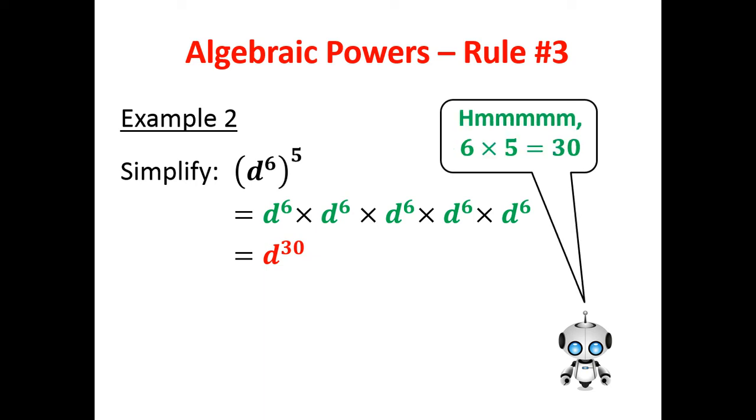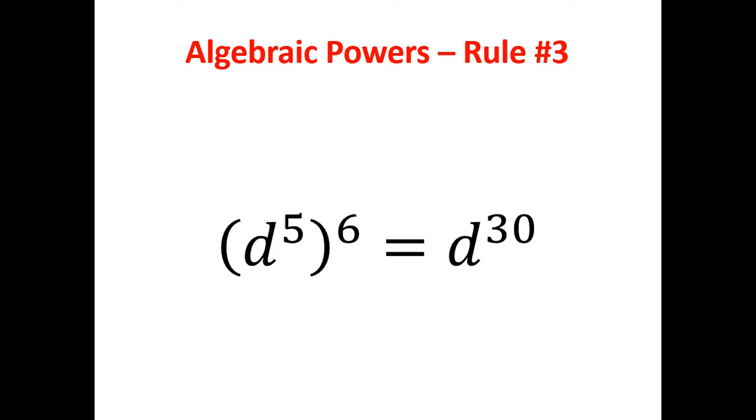But once again, a quicker way of doing this would have been to take the 6 and multiply it by the 5 to get 30. So, when we take a power and raise it to another power inside brackets, we can take the two powers and multiply them to get our new power.